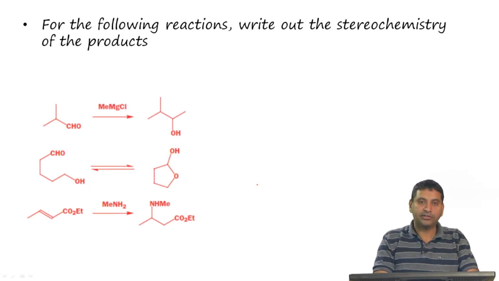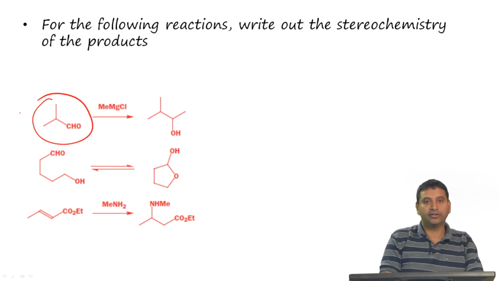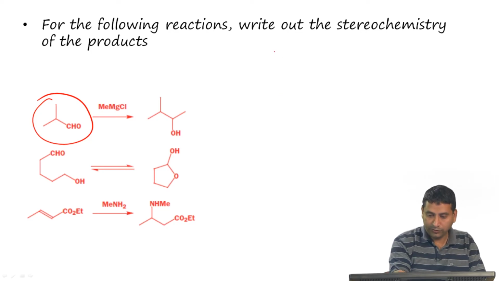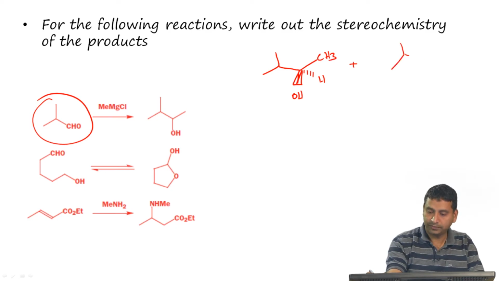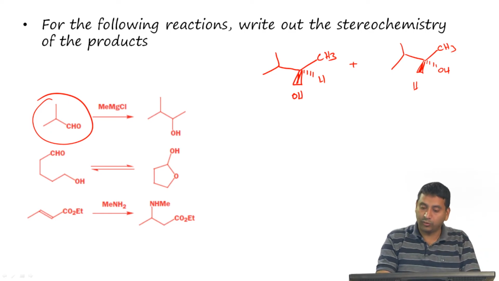Now, let us revise some concepts on stereochemistry. If you take this aldehyde and do a reaction with methyl magnesium chloride, you get this product. So, the question is, write out the stereochemistry of the product. In order to answer this, let us first write out the rest of the molecule. You would expect this product, plus the hydrogen in the front, the hydroxyl group inside and the methyl group over here. So, this is a pair of enantiomers that you would get.